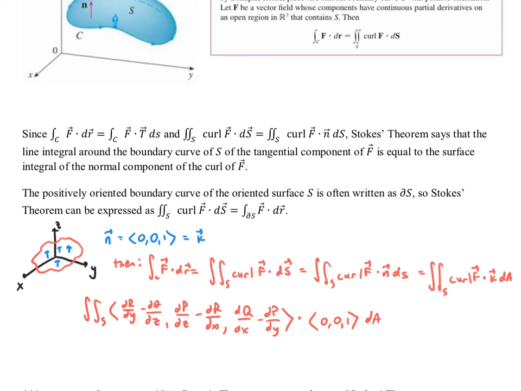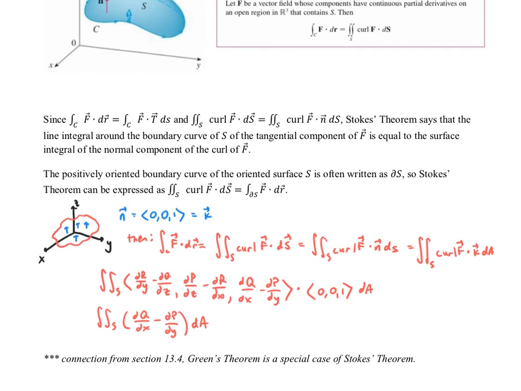Okay, so if we notice what this simplifies to, we get the double integral over S, and if we multiply these components, we have our first component times 0, second component times 0, third component times 1, guess what we get? We get dQ/dx minus dP/dy. That is Green's theorem. And so this shows, in a very simplistic case, that Green's theorem is just a special case of Stokes' theorem, or in other words, Stokes' theorem is the overarching theorem, and Green's theorem sits underneath it if certain conditions apply. Okay, we'll continue with our examples in the next video.